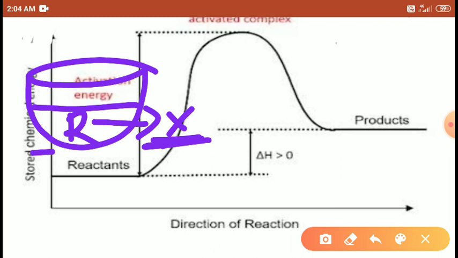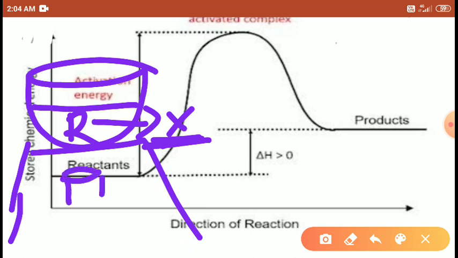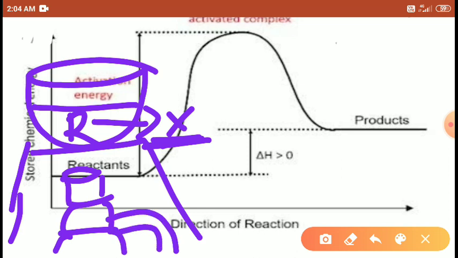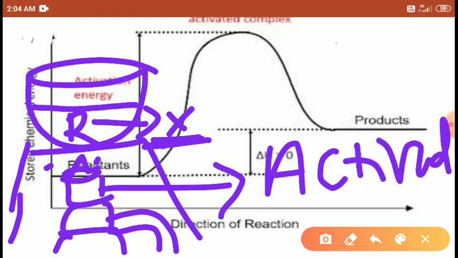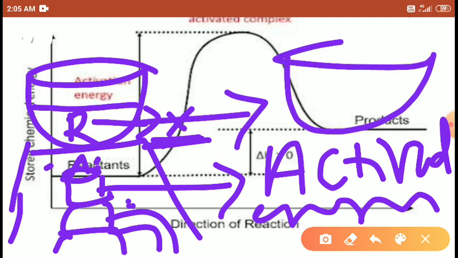So we have to supply some external energy here, by putting here the gas. When you are putting some external energy, this external energy we call the activation energy. Right, students? So with the help of this activation energy, the rice turns into the steamed rice.